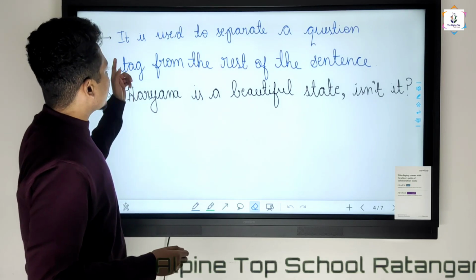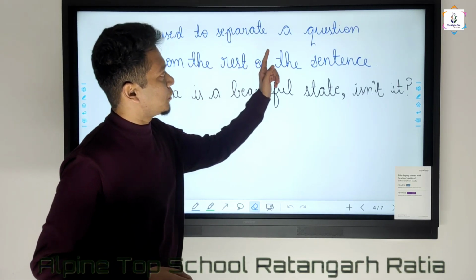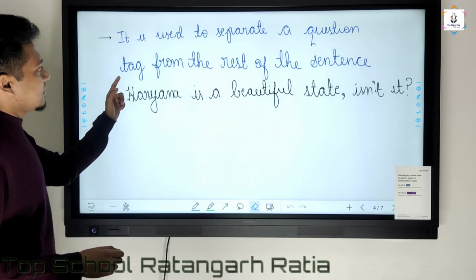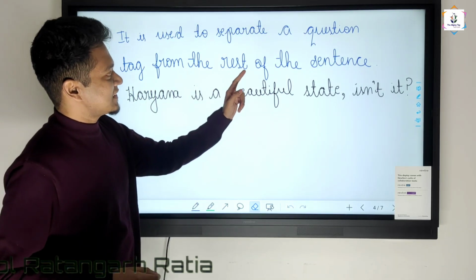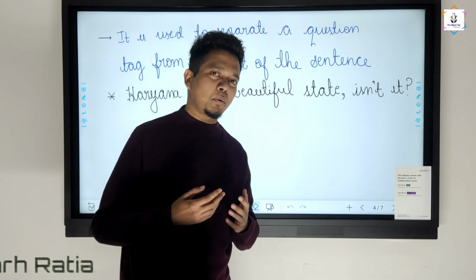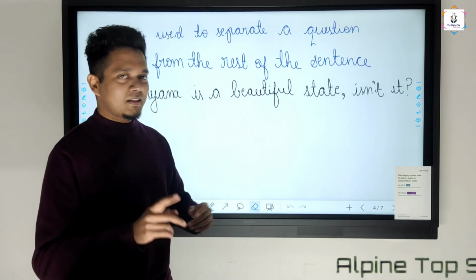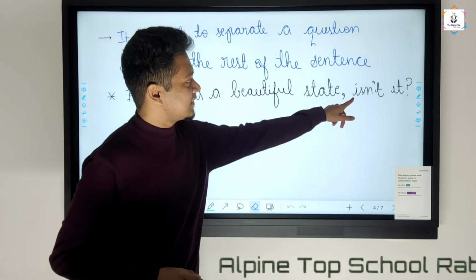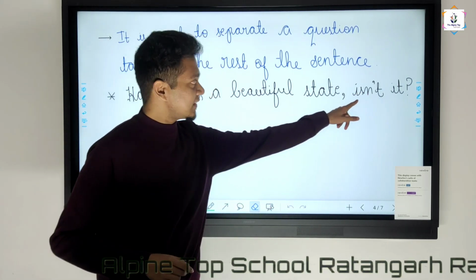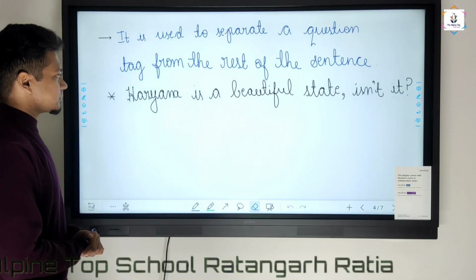Now going to the next slide, we will learn something more about comma. A comma is used to separate a question tag from the rest of the sentence. Now what is a question tag? Let me tell you, a question tag is, isn't it? Okay, this is the question tag.